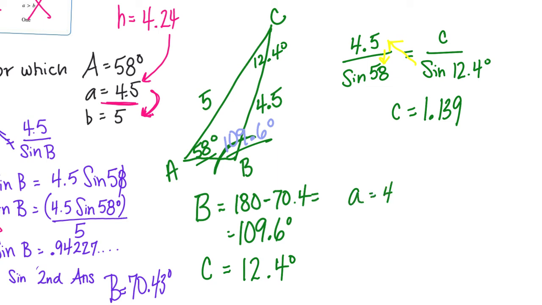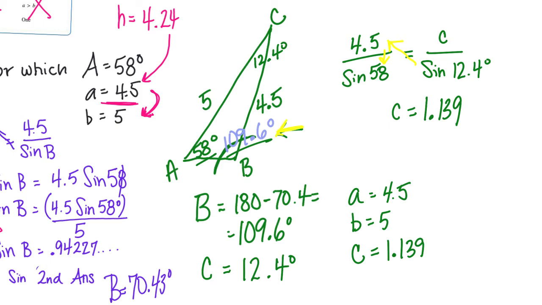Little a was still 4.5. Little b was still 5. But now because of the new triangle, we have a smaller angle. We're making that smaller angle because this became the obtuse angle. So please just be aware of how to do this.